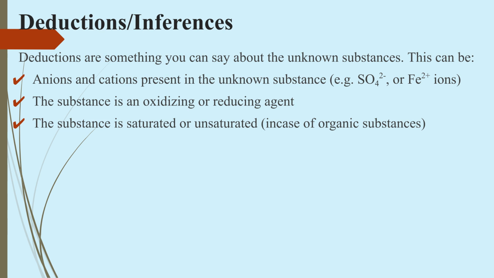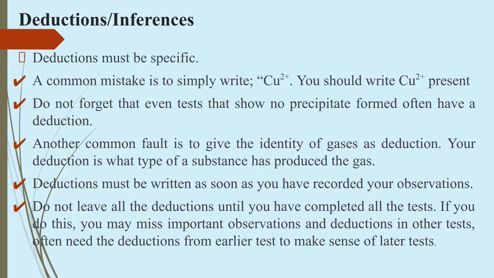Deductions or inferences state something about the unknown substances. They can identify anions and cations, whether a substance is an oxidizing or reducing agent, or if an organic substance is saturated or unsaturated. Deductions must be specific, like stating Cu2+ present, not just Cu2+. Write deductions immediately after observations, even for tests showing no precipitate. Do not defer all deductions until the end.